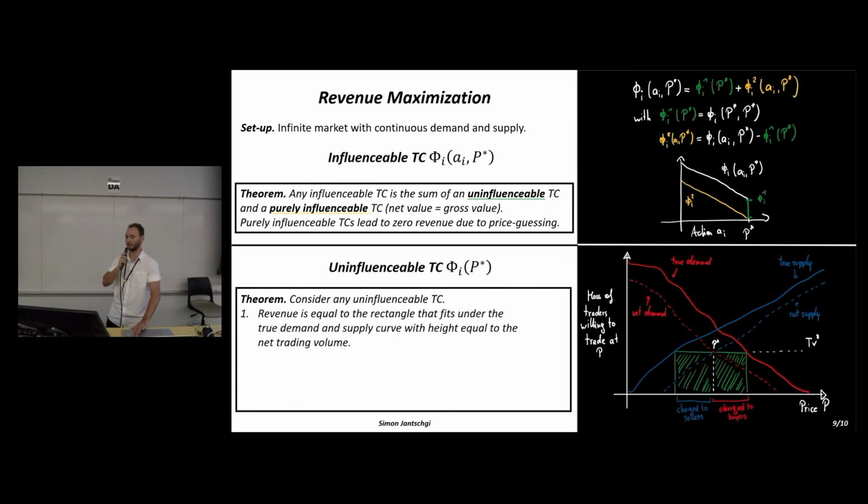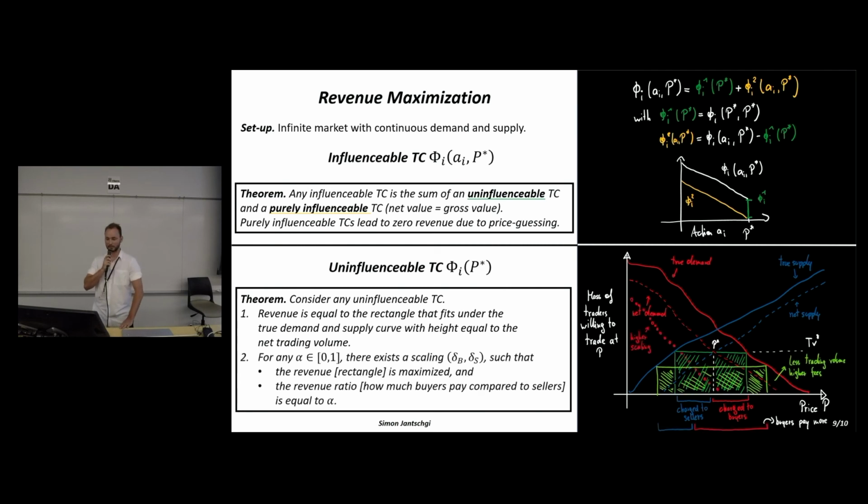We can do this in an optimal way. The revenue will always be equal to some rectangle under the demand and supply curve, so it won't depend on the fee that you charge. So with a perfect scaling, you can actually find that any uninfluenceable transaction cost, no matter if it's constant or price, can be charged in order to extract the perfect revenue. So just in one sentence, influenceable transaction costs will give zero revenue if the market has perfect information, and in the other case, you can optimize revenue.